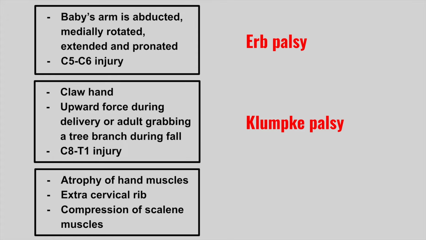Next, we're going to have atrophy of the hand muscles, an extra cervical rib, often seen on imaging, and compression of the scalene muscles. So this is thoracic outlet syndrome.